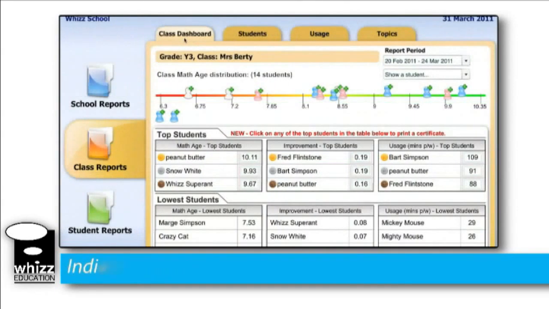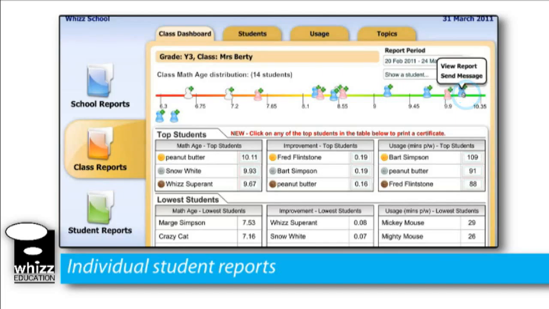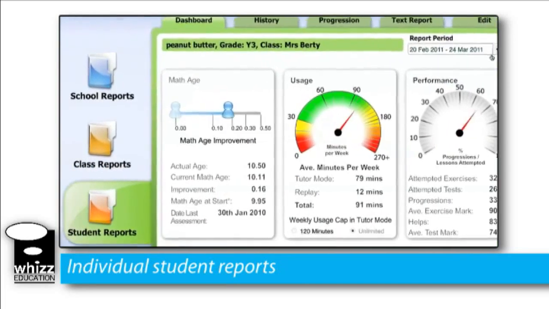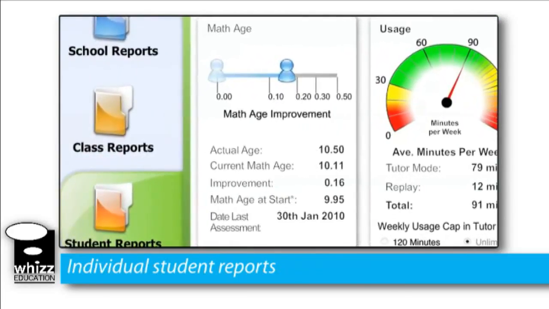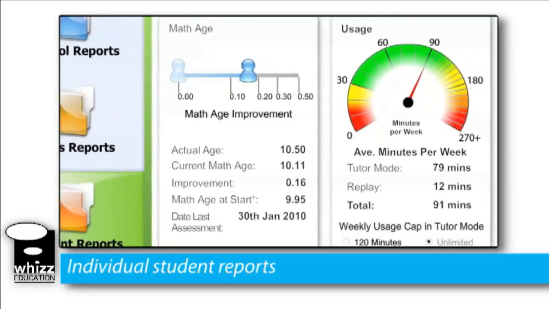Finally, we'd move into a student report, breaking down an individual student's progress, usage and ability in math. We're going to have a look at Peanut Butter. So by hovering over Peanut Butter's icon, clicking on him and clicking View Report, here we have Peanut Butter's dashboard. First, on the left-hand side, we're going to display some results of his actual age against his current math age, and the improvement that he has made since his last assessment.